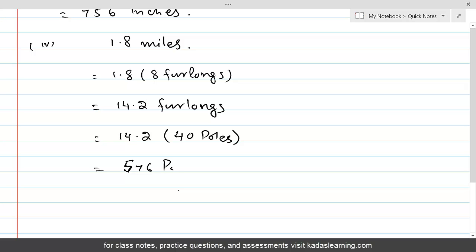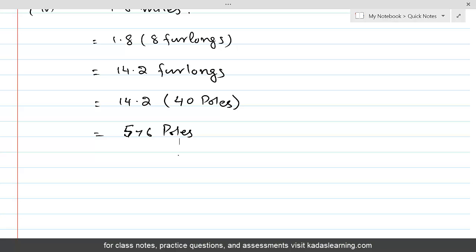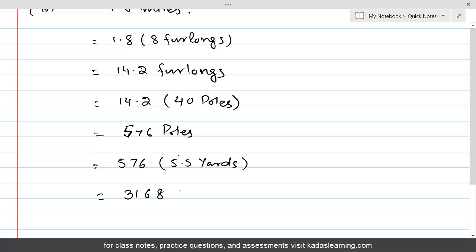576 poles. And now when we convert poles into yards, we will again multiply by 5.5. So this time 576 times 5.5 yards. And the answer will be equal to 3168 yards.